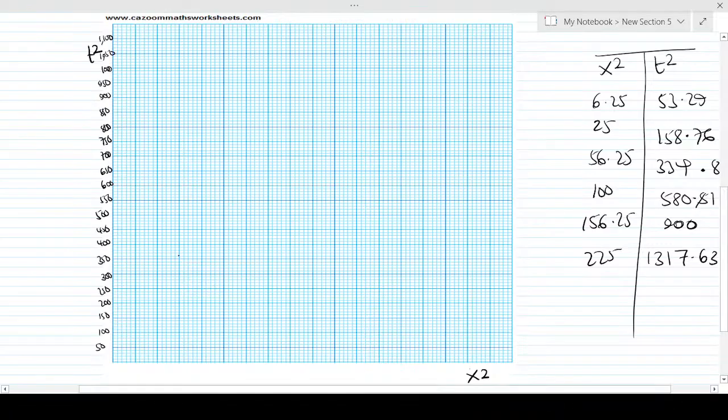Then our x, we can go by 10. So we can say 10, 20, 30, 40, 50, 60, 70, 80, 90, 100, 110, 120, 130, 140, 150, 160, 170, 180.